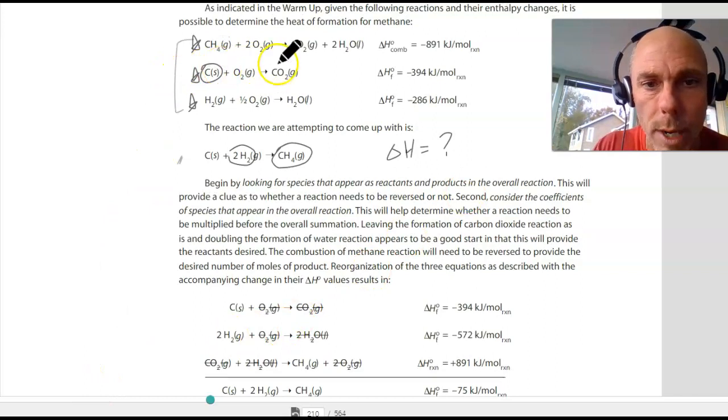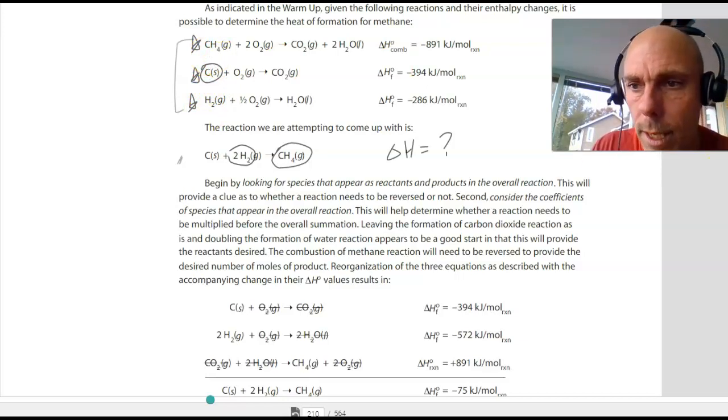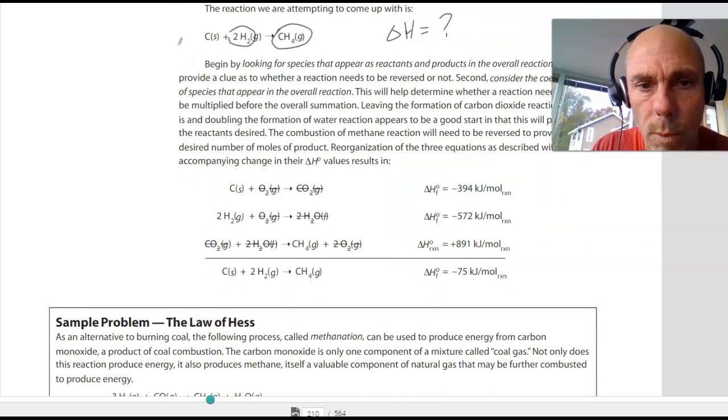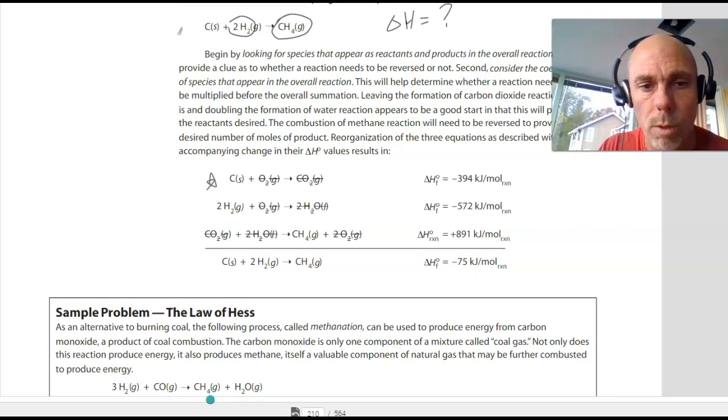Remember, the second reaction is already good. The third reaction needs 2 hydrogens in it, not 1. And the first reaction needs methane on the product side and not the reactant side. So as we scroll down, we see reaction 1 written exactly as it was above. There's no change to reaction 1.